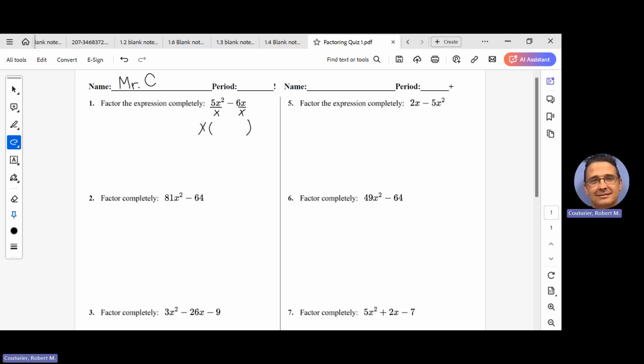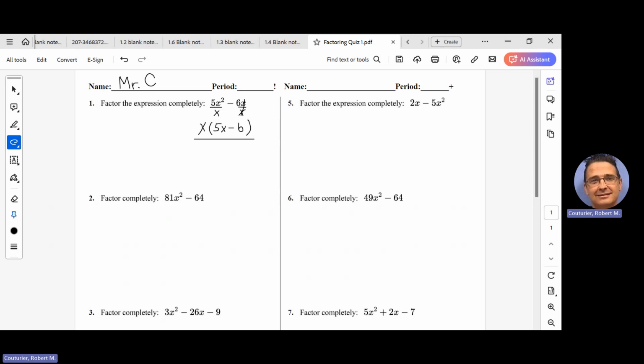Whatever's left, the remainders end up coming down here. So 5 divided by 1 is 5. And then we have x to the power of 2 divided by x. Base stays the same. Subtract your exponents. So 2 minus 1 is one single little x. Minus, well, the 6 comes down, and the x's cancel out. There we go. That is your final answer.